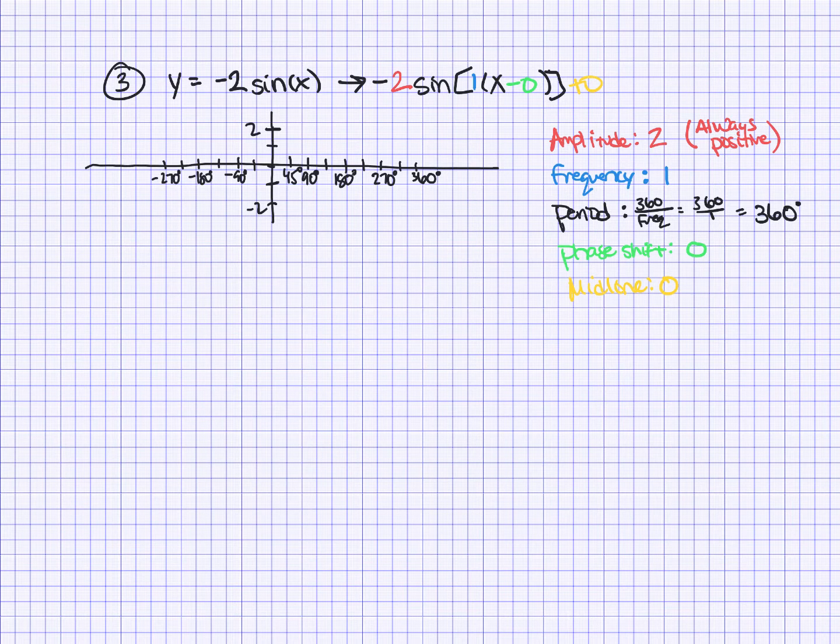So feel free to pause at any time to make sure you have all of your scaling done. So we're done with our scaling. The next thing I want to do is find my graphing interval. So how often am I going to have to make a mark? So my graphing interval is going to be my period divided by 4, or in this case 360 divided by 4. It's always going to be divided by 4. And that's going to be 90 degrees. So every 90 degrees, we're going to make a mark.